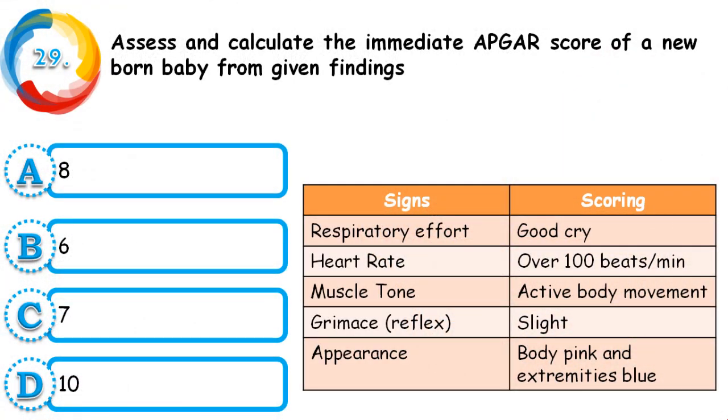And 29th, assess and calculate the immediate APGAR score of the newborn baby from the given findings. The options are 8, 6, 7 and 10. Here they have given the scoring pattern also. Respiratory effort, good cry; heart rate over 100 beats per minute; muscle tone, active body movement; grimace, slight; and appearance, body pink and extremities blue. The correct option is 8.